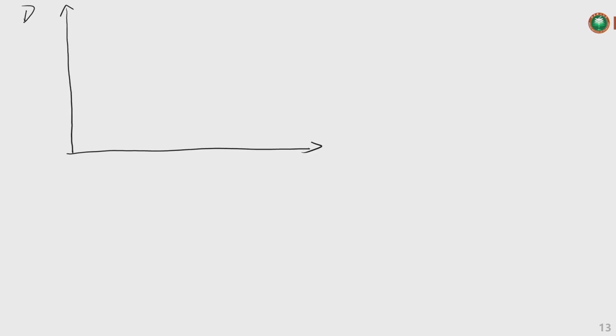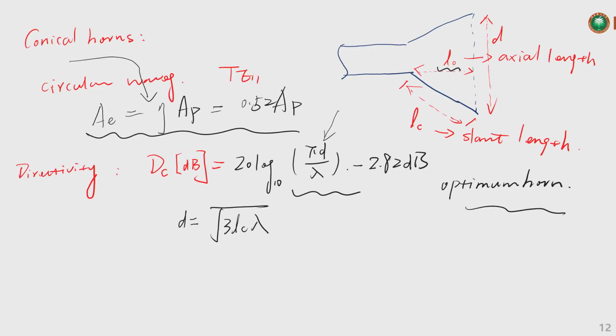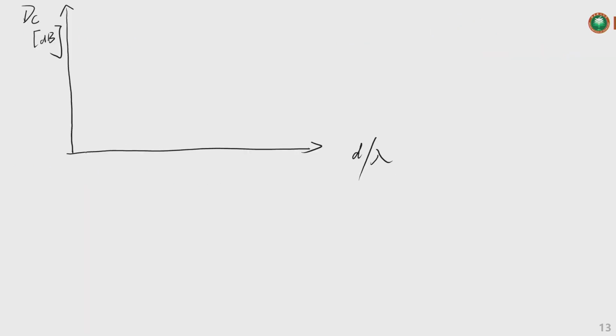So this is D_C, and this is the aperture size with respect to wavelength. When we increase from this one, why did we set this as the optimum? Because this is the best point. This equation can be used to represent it. So actually, when we want to increase the aperture size, firstly, let me change color.